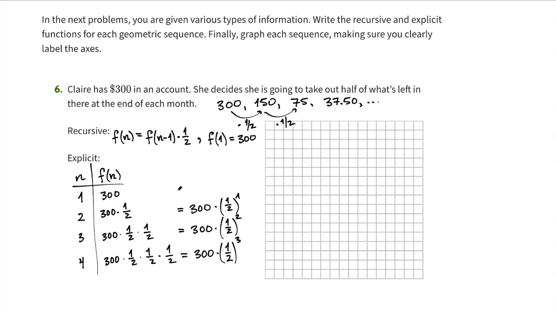This one up here, we could write like that as well, 300 times 1/2 to the 0. We are not multiplying by 1/2 at all, which is the same thing as times 1/2 to the 0.